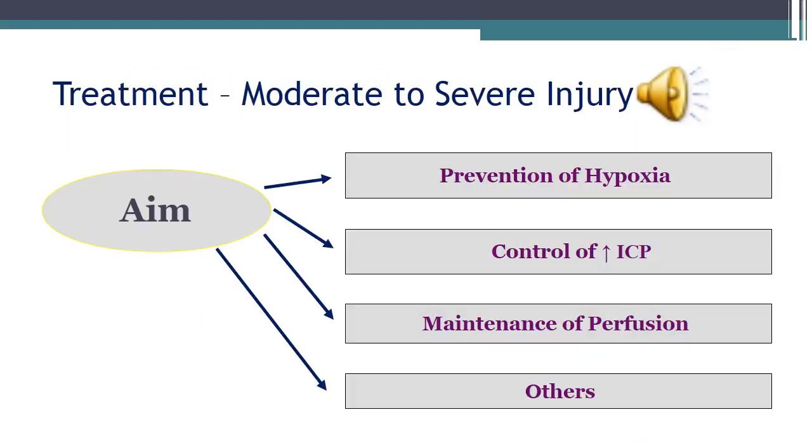In moderate to severe head injury, the aim of treatment will be prevention of hypoxia, control of raised intracranial pressure, maintenance of perfusion, and other measures that treat other associated injuries and prevent secondary brain injury.